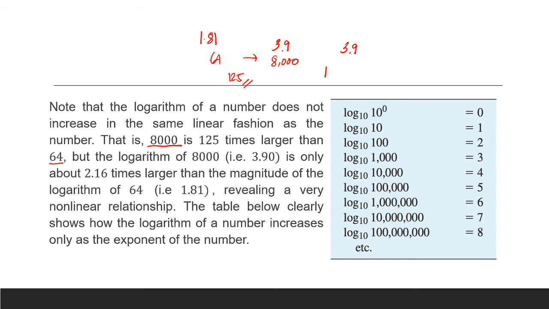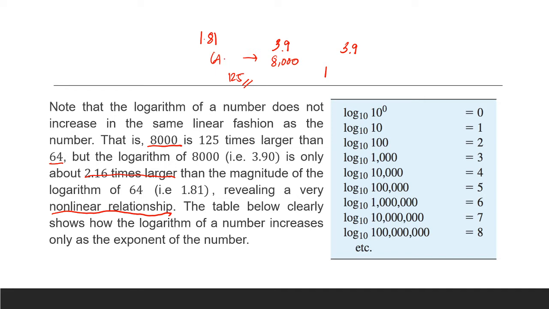Pero same lang naman siya. This is logarithm 64. This is logarithm 8,000. Pero, yung pag-increase from 64 to 8,000, 125 times. Pero, yung pag-increase from logarithm 64 to logarithm 8,000 is 2.6 times larger lang. So, nakita, hindi siya linear. Magkaiba yung scale natin. So, this is a very, sabi nga dito, non-linear relationship. Kumbaga, pag nag-increase ka ng 1 time dito, hindi ka lang mag-increase ng 1 din sa logarithm. Iba yung pag-increase niya.